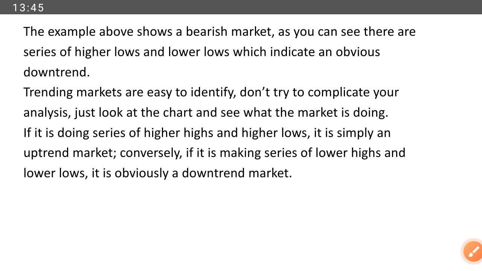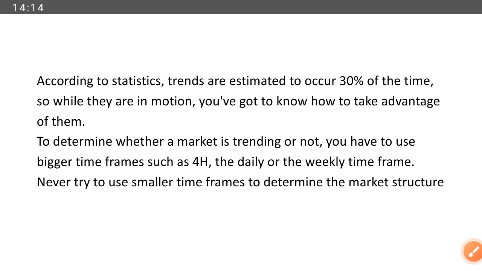Once you open your chart, you will see it. If it is making a series of higher highs and higher lows, it is simply an uptrend. Conversely, if it is making a series of lower highs and lower lows, it is obviously a downtrend market. That is it. There's really no worry. Once you open your chart, you will see whether it's an uptrend or downtrend.